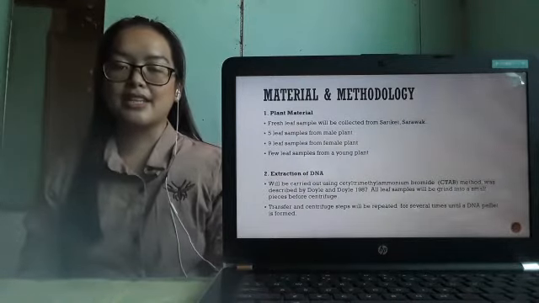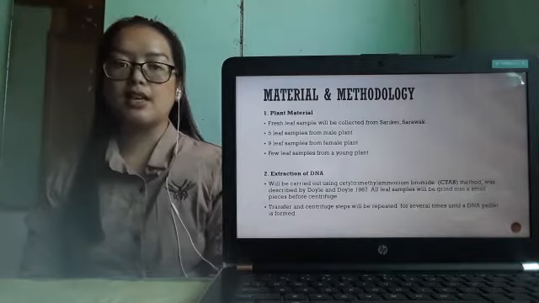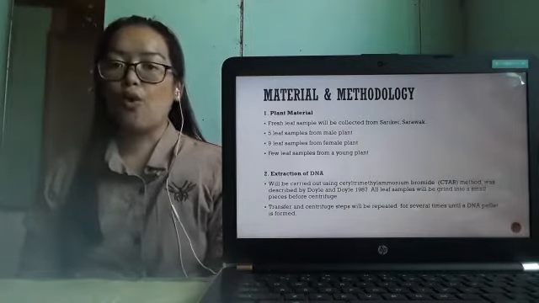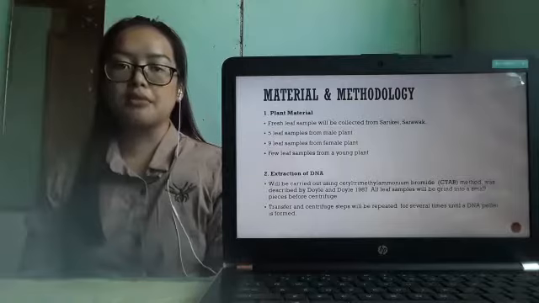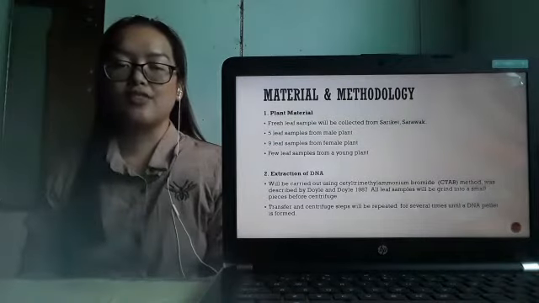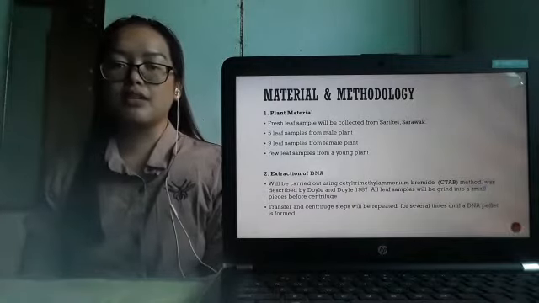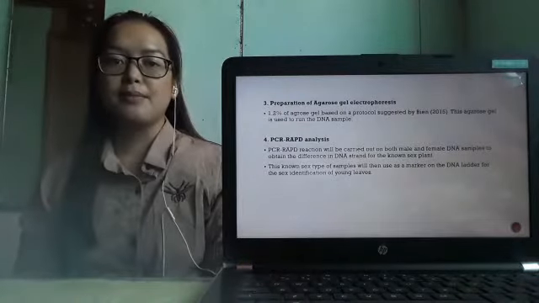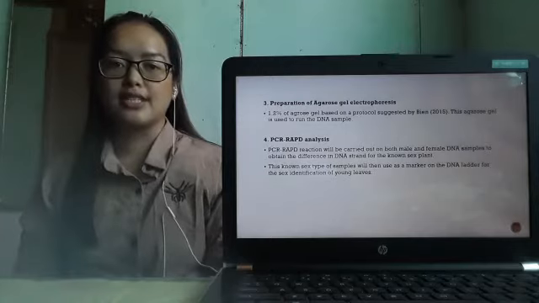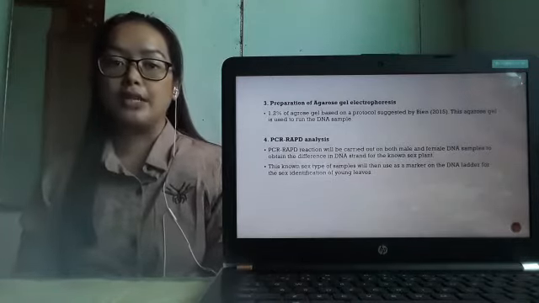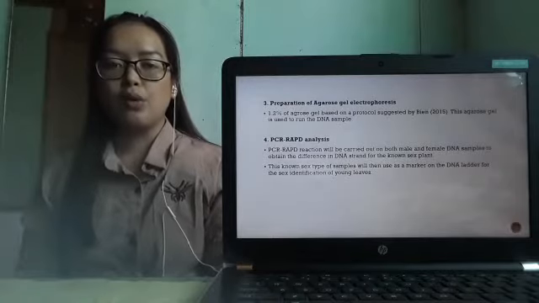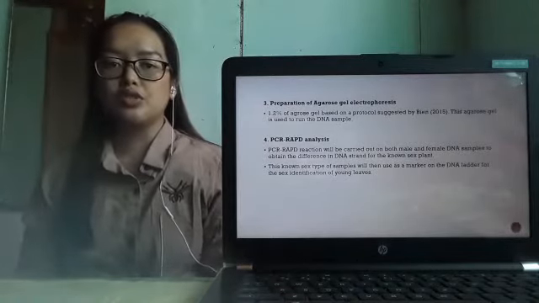The second step is extraction of DNA. In this step, we will be using the CTAB method, described by Doyle and Doyle, 1987. All the samples will be ground into small pieces before being centrifuged. The transfer and centrifuge steps will be repeated several times until the DNA pellet is formed. The next step is preparation of agarose gel electrophoresis. In this experiment, we will be using 1.2% agarose gel to run the DNA, following a protocol introduced by Bin.